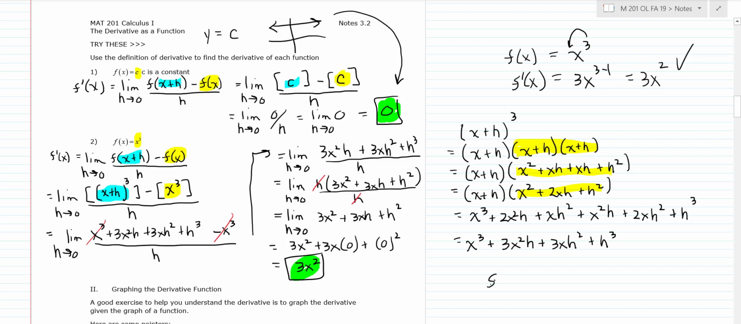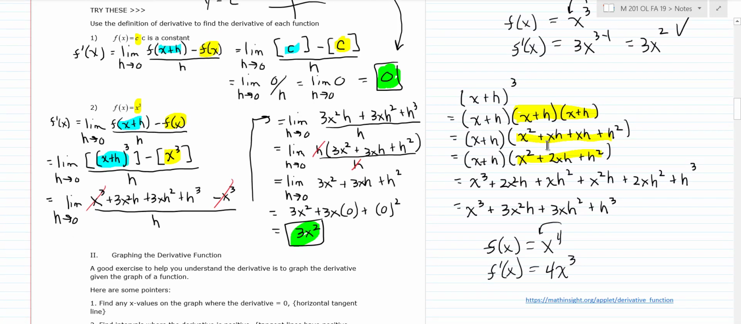So like if you did this same problem, f of x equals x to the fourth, that wouldn't be too fun to do this way. Well, the derivative is this. You bring down the 4, you subtract 1 from the exponent, so it's 4x to the third. Isn't that cool? All right. Okay, so that's your shortcut on that.